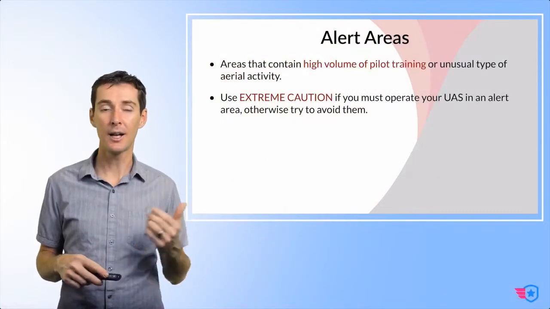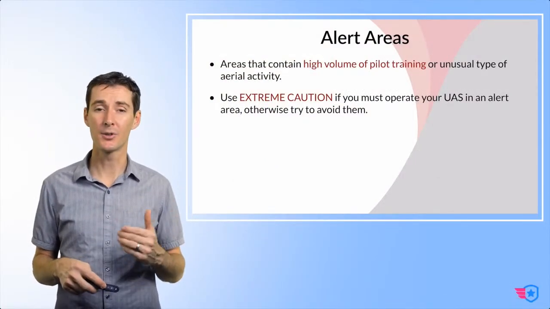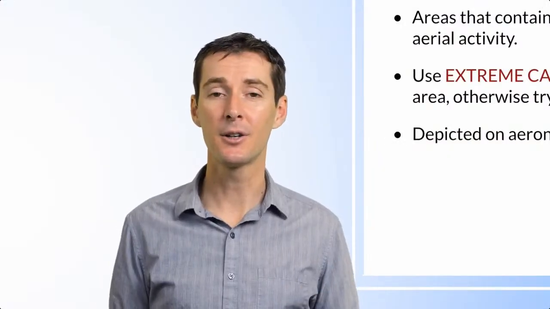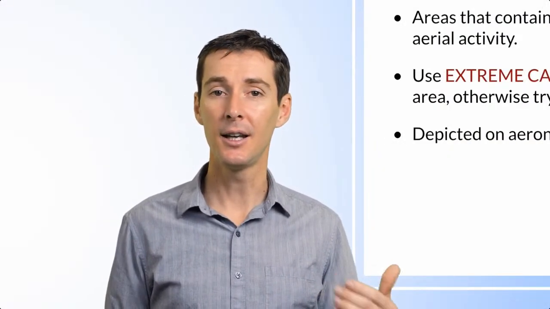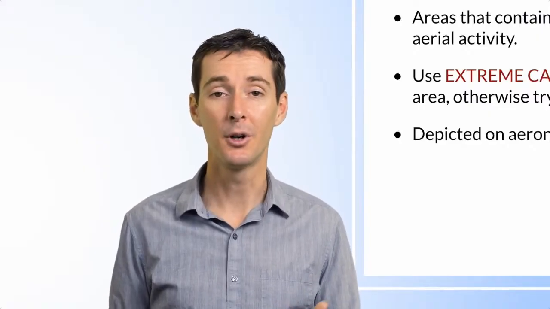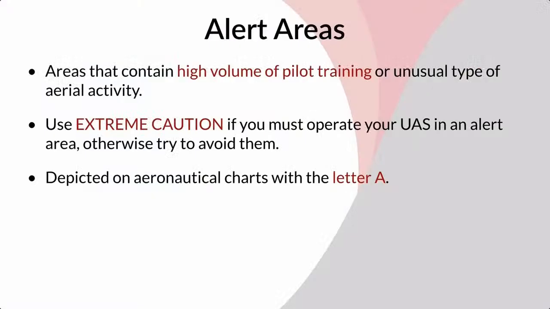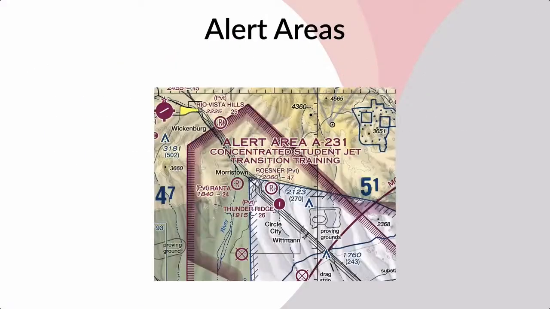If you don't have to operate in there, just stay away, go somewhere else. I can tell you as a trainer, as a flight instructor, I'd rather not see any kind of drone activity in an area that has a high volume of pilot training. These are going to be depicted on the chart with the letter A for alert, and you see them right here. Again, it's that hairline design, and it's got that red color, just like the military operating area.